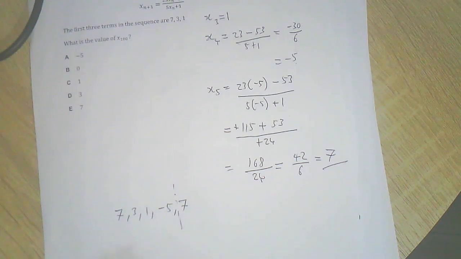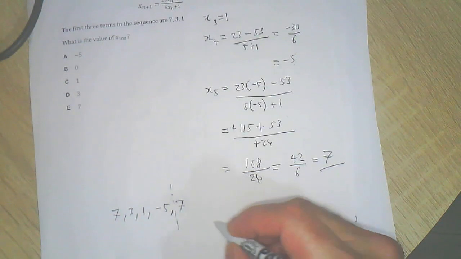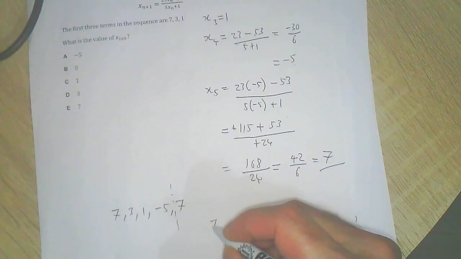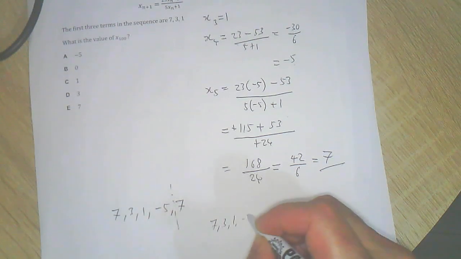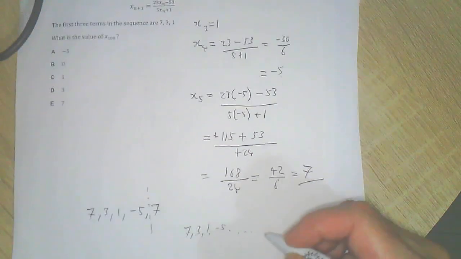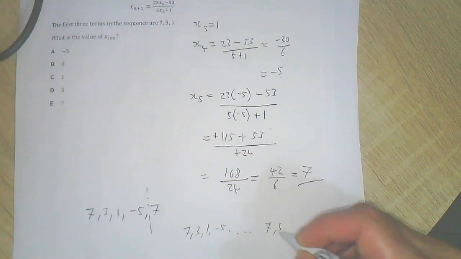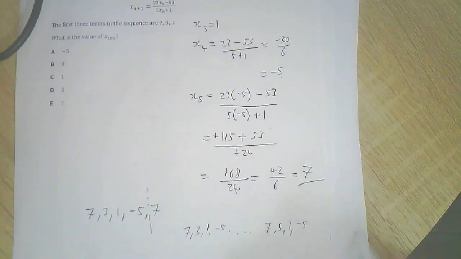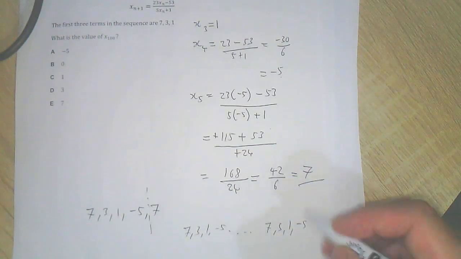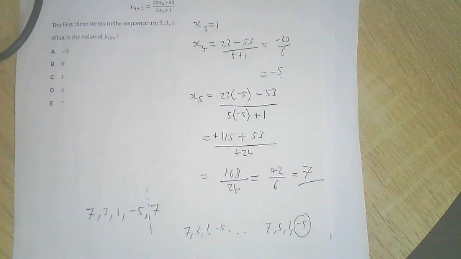So what about 100 terms? If you've got 100 terms, 7, 3, 1, minus 5, dot, dot, dot, it ends up with 7, 3, 1, minus 5. Because 4 goes into 100 25 times, it just repeats 25 times. So the very last term is minus 5.